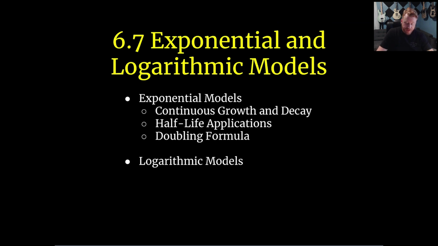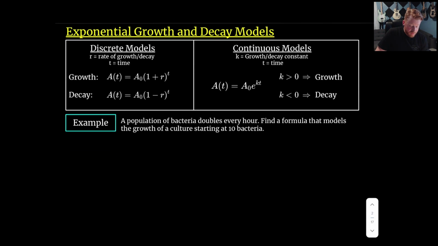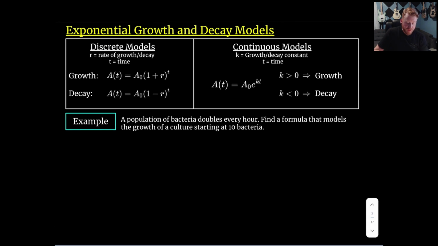We'll look at continuous growth and decay, and we'll actually compare that to the discrete models that we've seen before. We'll look at some half-life applications, and then we'll look at the doubling formula, more or less as a way to compare the continuous and discrete models to be able to see how they're connected. And then we'll take a look at a logarithmic model as well. So we'll start off here with the exponential growth and decay models.